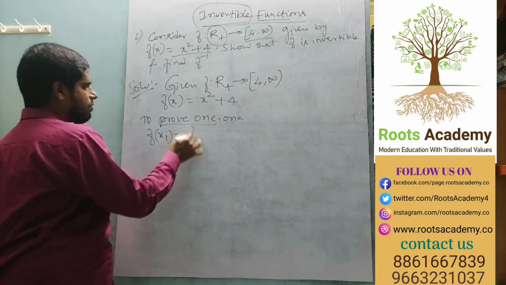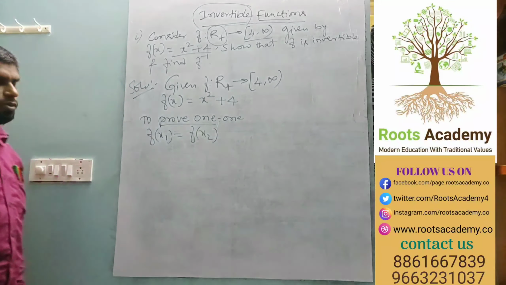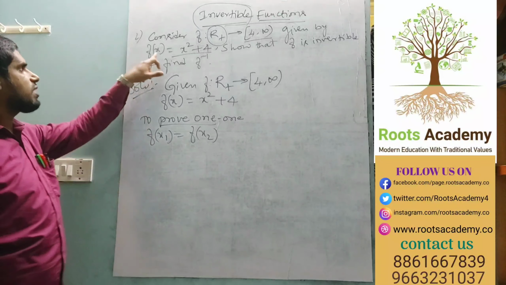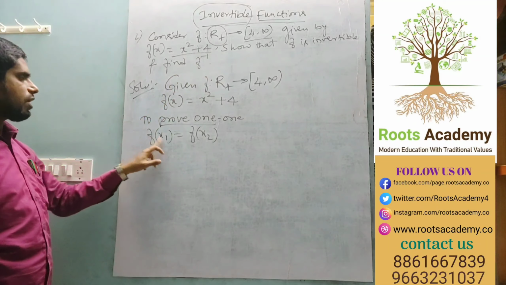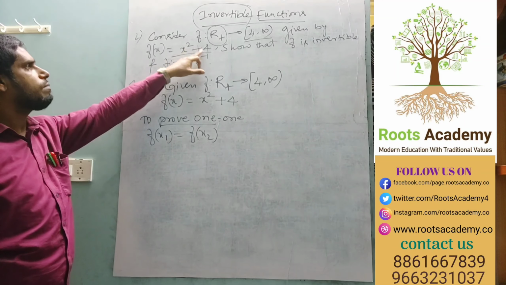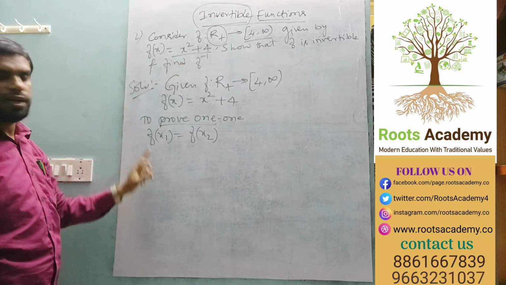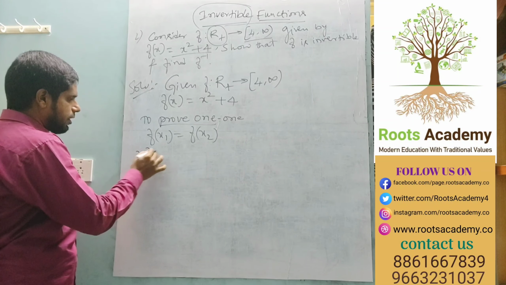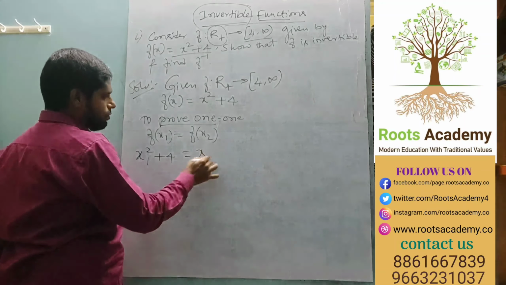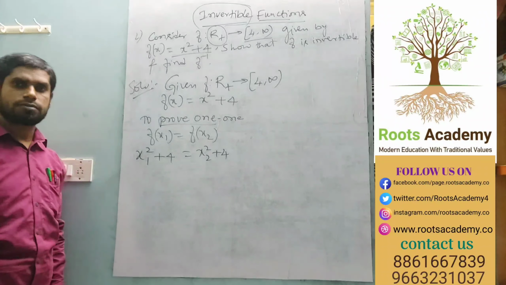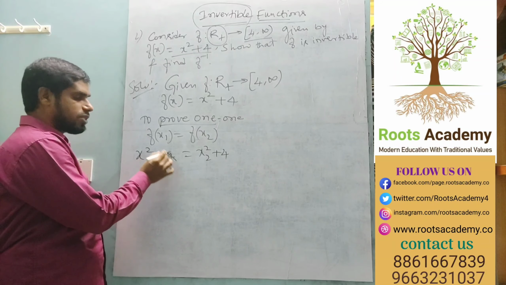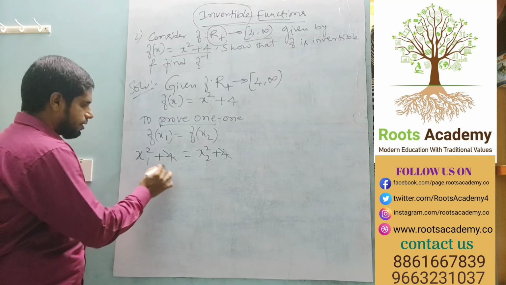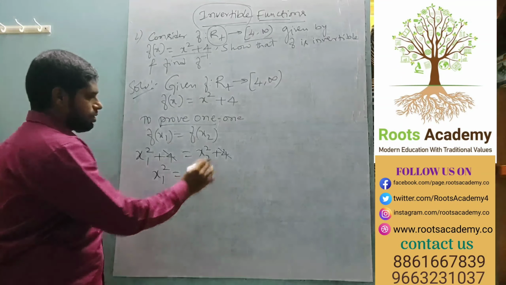f of x1 is equal to f of x2. So student, f of x is x square plus 4. Then f of x1 is how much? It is x1 square plus 4. Just in place of x, we will get x1 here and here x2 we will get. So this becomes x1 square plus 4 is equal to x2 square plus 4. Now student, here left hand side plus 4 and right hand side plus 4 gets cancelled. What is left out here? x1 square is equal to x2 square.